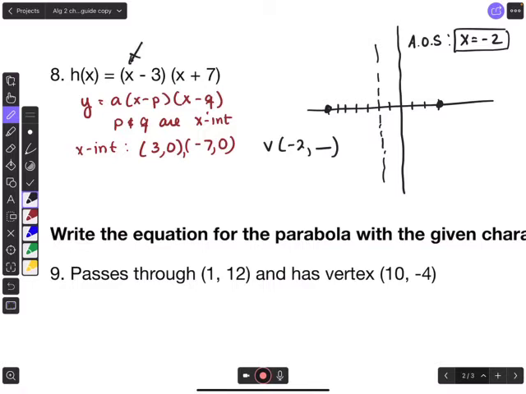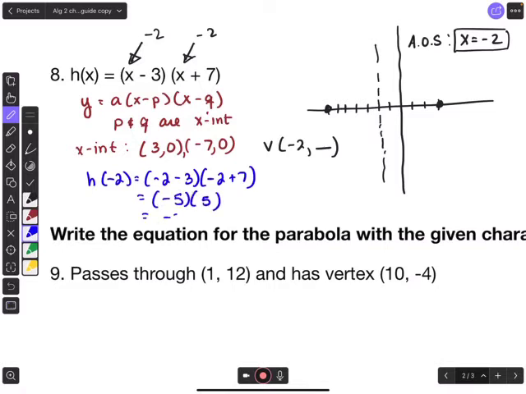Well, I ask the equation or the function. I say, x, when you are -2, what is the value of the function? So we just do a little substitution here. H of -2 would equal -2 minus 3, just substituting in -2, plus 7. Do a little math. -5 times +5 looks like -25. So way down here at -25, there's the vertex. So vertex, we got that question answered.